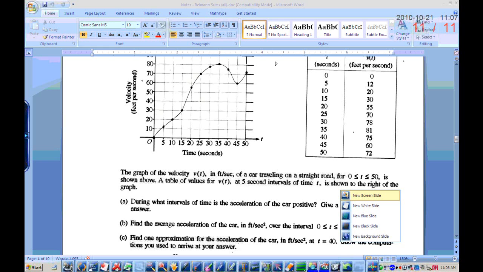What is that the graph of? Velocity. Okay, what is the relationship between velocity and acceleration? Acceleration is the derivative of that. So if it's asking for where the acceleration is positive, I want to know where the derivative, or the slope, of that graph is positive. So what would you say? Where the graph is increasing, so between what time periods?